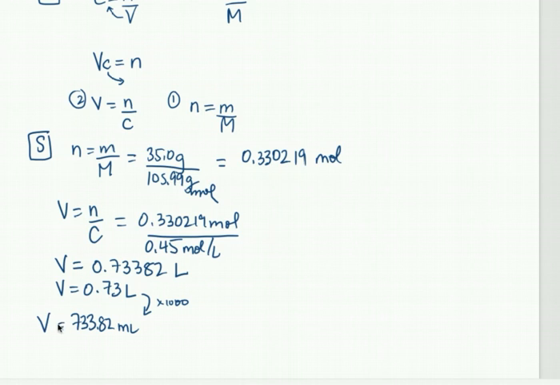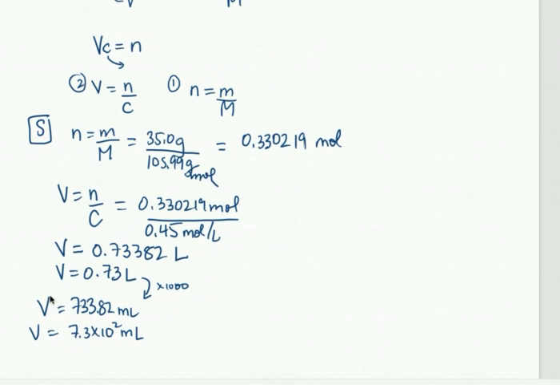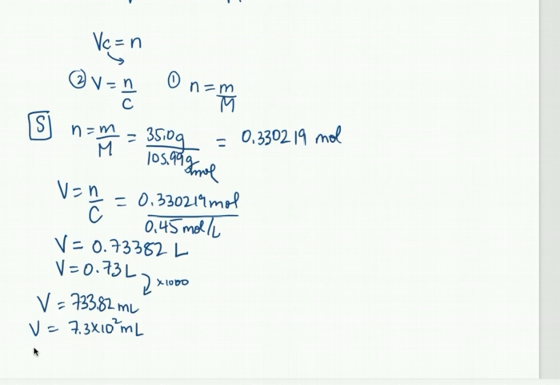But again, we need the 2 digits, so we would have to go to scientific notation in order to write it with 2 digits like that, okay? But again, if you left it as 733.82 milliliters, I would be okay with it. I'd rather that you know how to calculate something instead of being able to show me how to round something, okay?